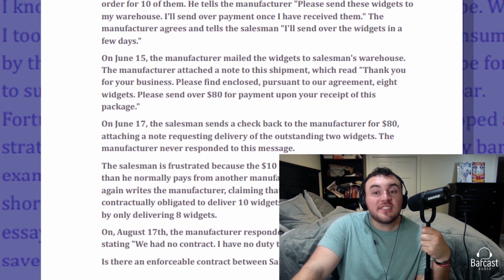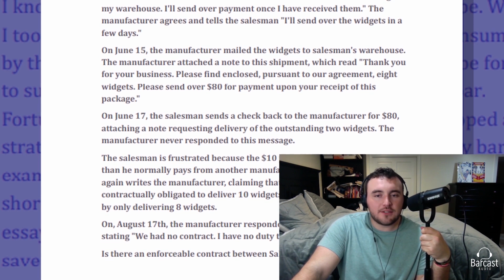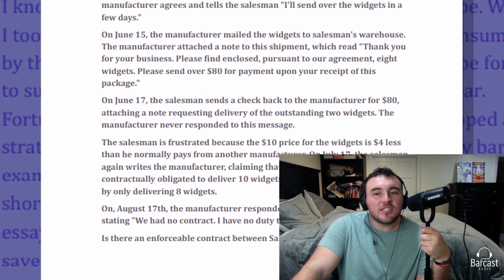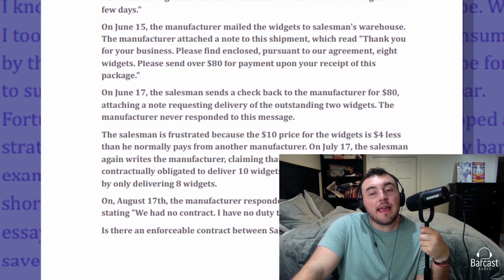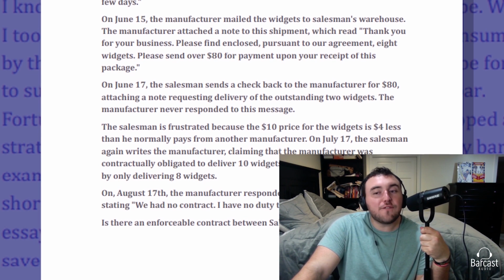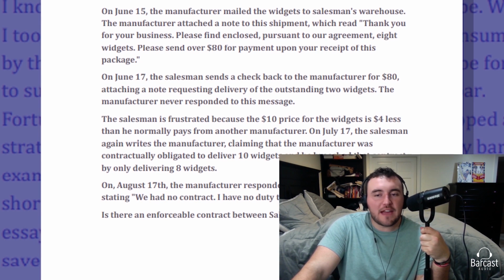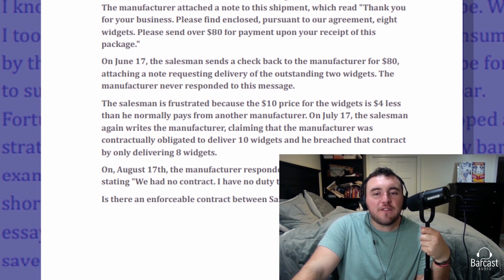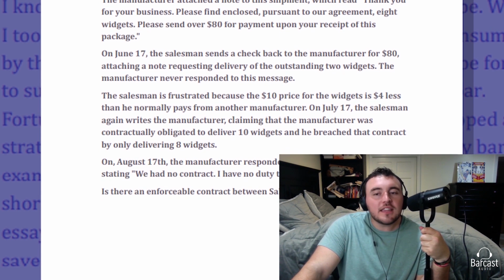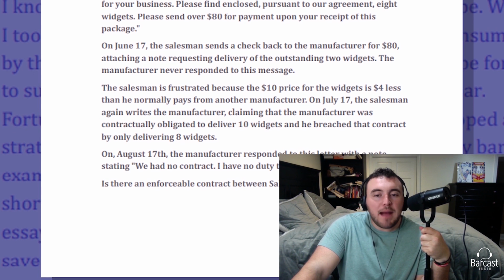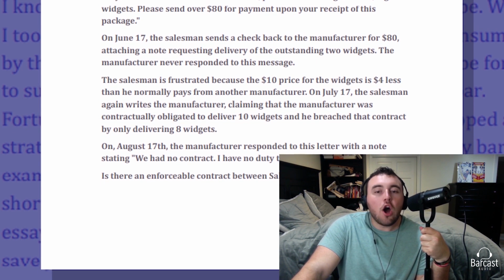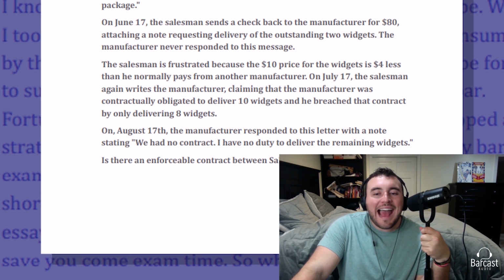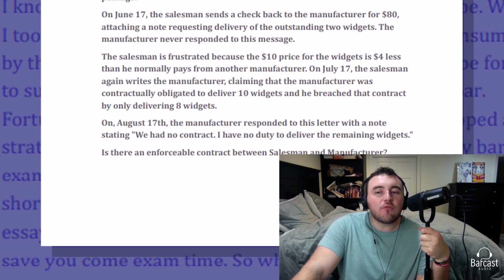On June 17, the salesman sends a check back to the manufacturer for $80, attaching a note requesting delivery of the outstanding 2 widgets. The manufacturer never responded to this message. The salesman is frustrated because the $10 price for the widgets is $4 less than he normally pays from another manufacturer. On July 17th, the salesman again writes the manufacturer, claiming that the manufacturer was contractually obligated to deliver 10 widgets, and he breached the contract by only delivering 8 widgets. On August 17th, the manufacturer responded to this letter with a note stating, quote, "We had no contract. I have no duty to deliver the remaining widgets."